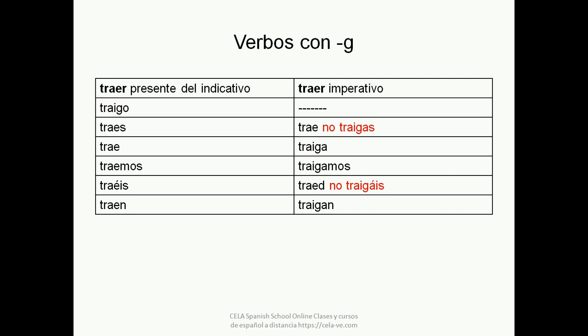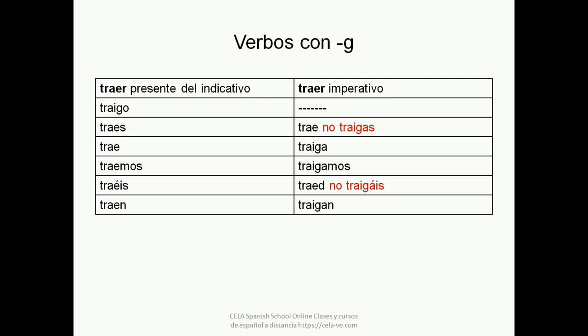In the imperative, this irregularity is in all the verbal persons of the negative imperative, and in the persons usted, nosotros, and ustedes of the positive imperative. Tú trae, usted traiga, nosotros traigamos, vosotros traed, ustedes traigan. Tú no traigas, usted no traiga, nosotros no traigamos, vosotros no traigáis, ustedes no traigan.